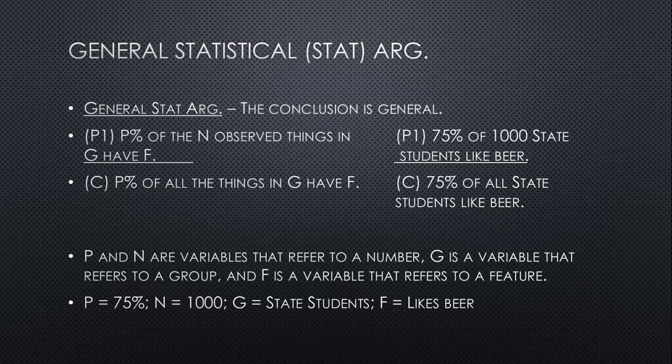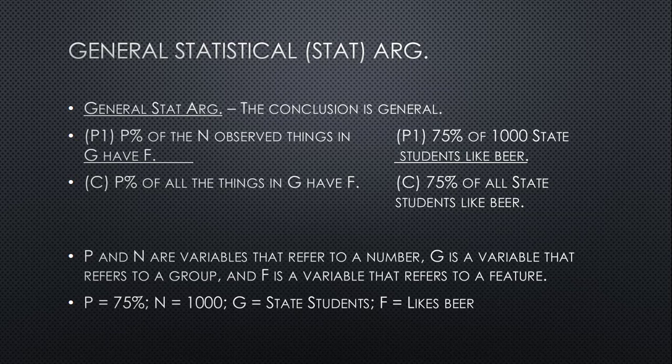So first, let's discuss general statistical arguments. A general statistical argument is a statistical argument where the conclusion is general. It's not about a particular member of a class, but it's a general conclusion about a class in and of itself.